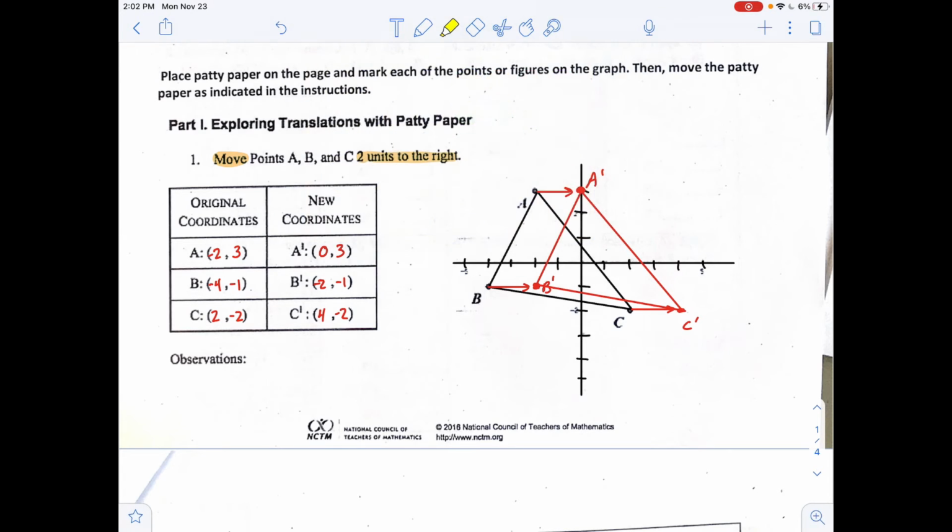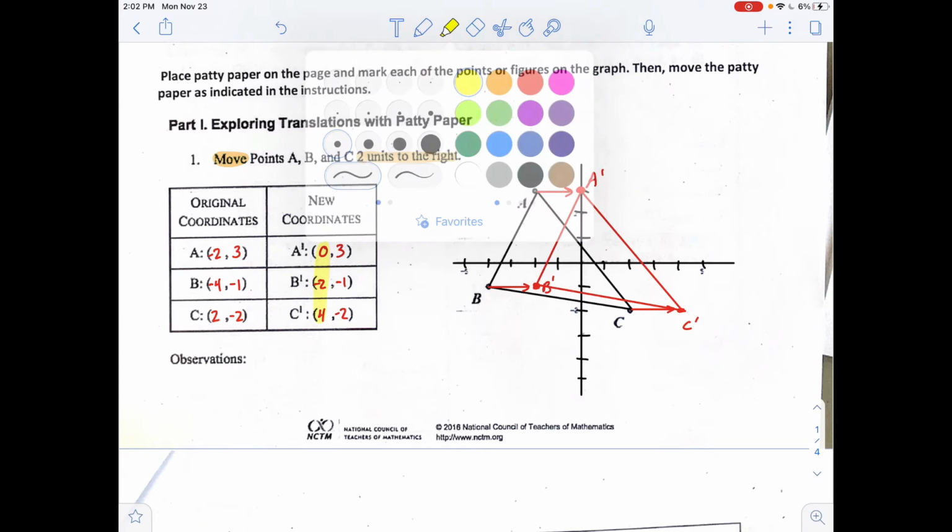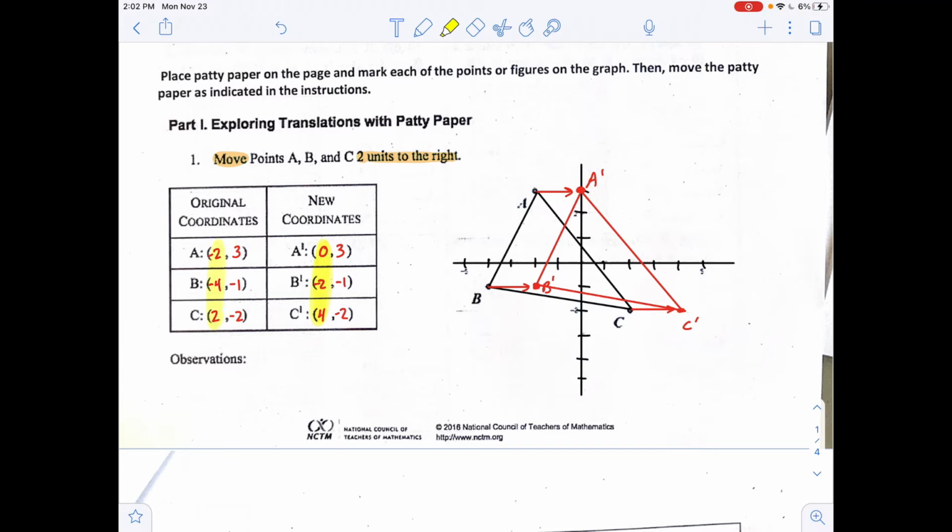And what do you notice about these numbers? What do you notice about those numbers? I moved it 2 units to the right, or 2 units in the X direction, because it's my X axis. So when I moved it 2 units to the right, what happened to those numbers?